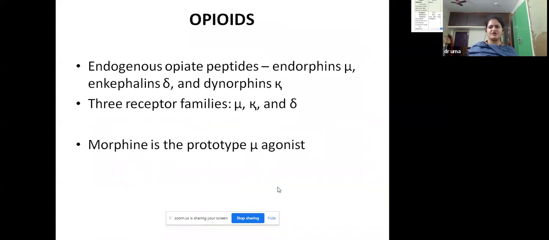And coming to the opioids, they act mainly through the mu, kappa, and delta receptors. And the endogenous endorphins act on the mu receptor.